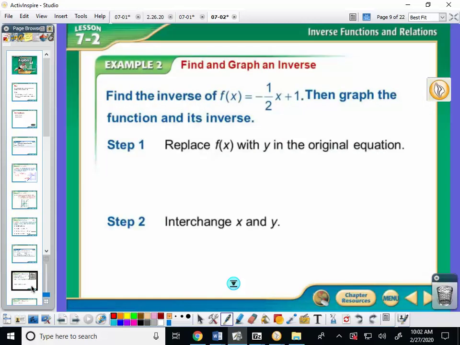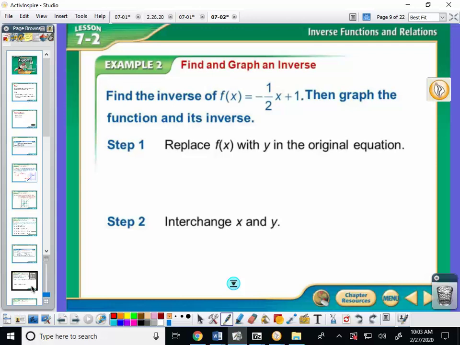Here it says to find the inverse of f of x equals negative 1/2 x plus 1, then graph the function and its inverse. Okay, so to make this happen, to find the inverse function, we have to go through a series of 4 steps. And I've got the 4 steps written out for you.